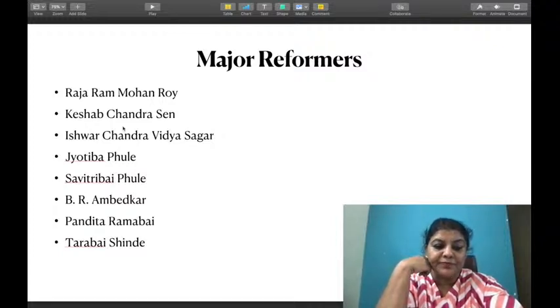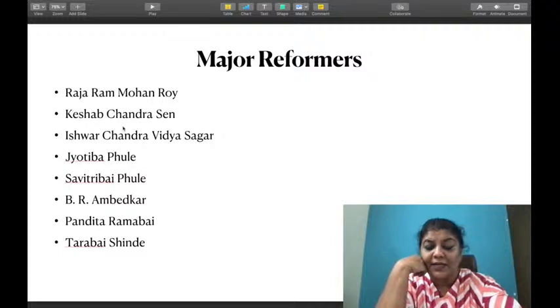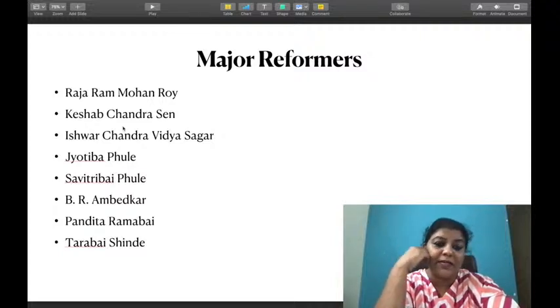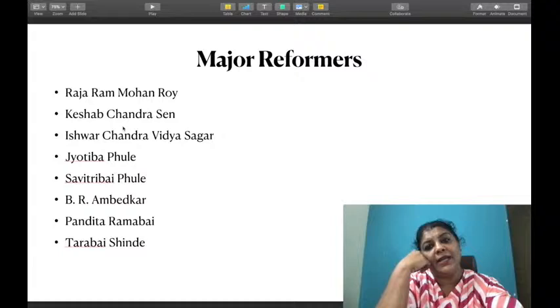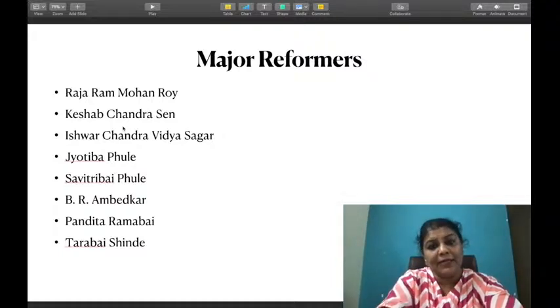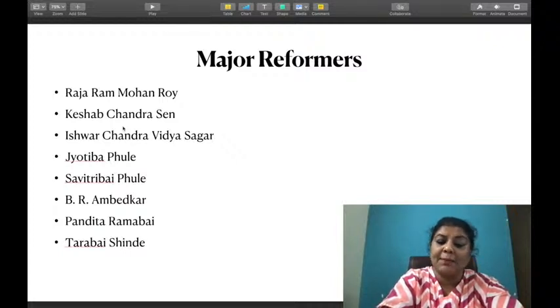And then she was influenced by Christianity a lot. She also, I think, translated the Bible into her language, Marathi. So there are so many things that she has done. Today, a lot of research is being done on Pandita Ramabai. And in gender studies, etc., she has become a very, very important name. Pandita Ramabai. And then, next important figure we have is Tarabai Shinde.